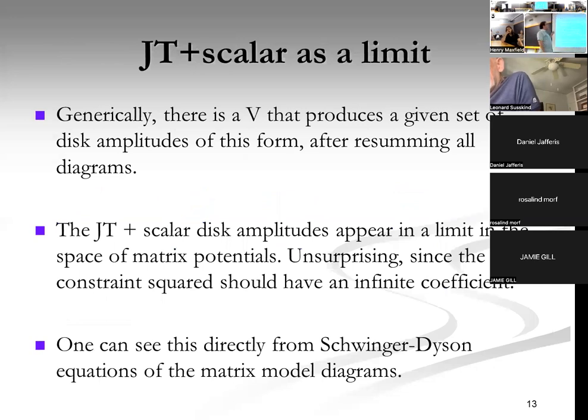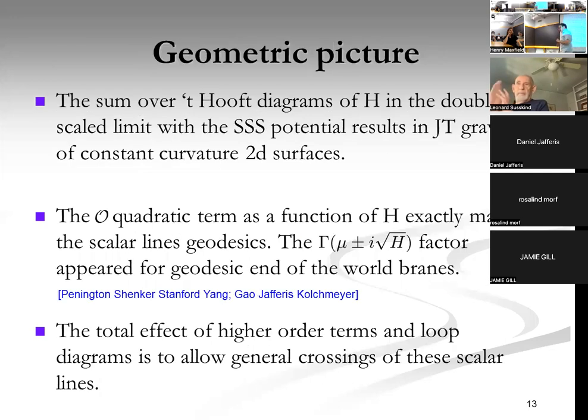To get JT gravity out of this matrix model, you need to take a limit in the space of matrix potentials. And that's not surprising, because the constraint squared should have had an infinite coefficient. So you really need to dial some things to infinity. You can see it directly by trying to solve, say, the Schwinger-Dyson equations, or trying to solve backwards for the matrix potential in terms of the answer, and you see that something has to go to infinity. So it's at the boundary of this space of matrix potentials.